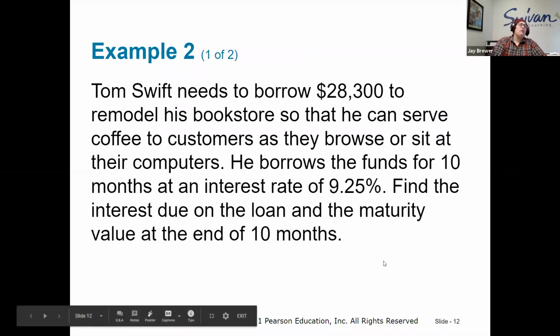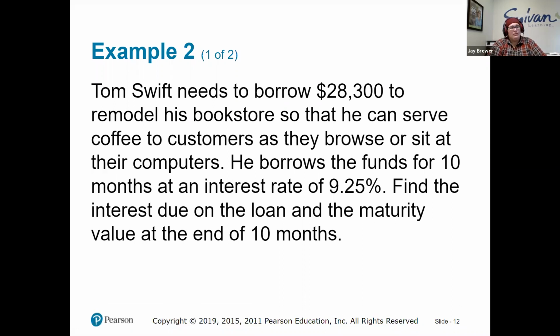All right. So Tom Swift needs to borrow 28,300 to remodel his bookstore so that he can serve coffee to customers as they browse or sit at their computers.